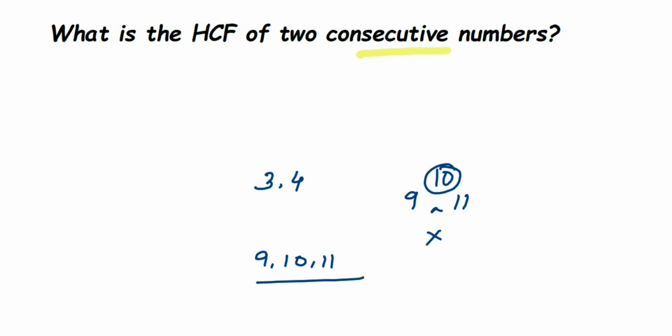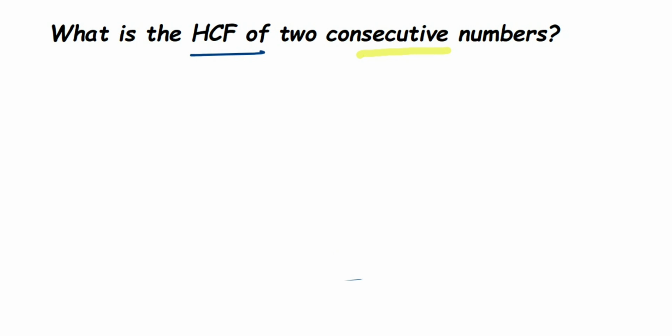Now we have to find out the HCF of two consecutive numbers. So you take any two consecutive numbers, what will be the HCF? For showing that, we're going to just take two random examples. You can take any two consecutive numbers, show the HCF, and then that's it. So normally the HCF of two consecutive numbers is the same. You take any two consecutive numbers, the HCF is always the same. So let's find out. First I'm going to take two small numbers.